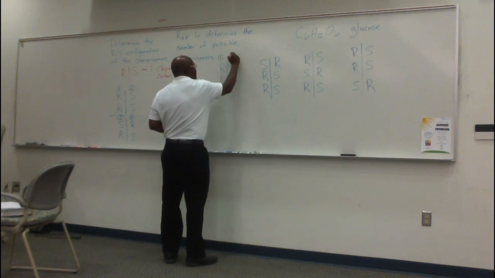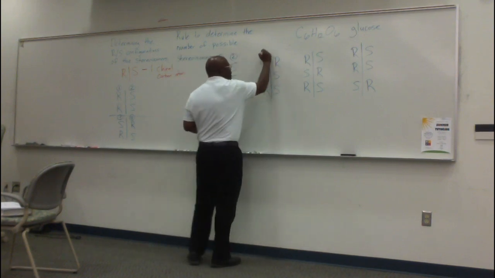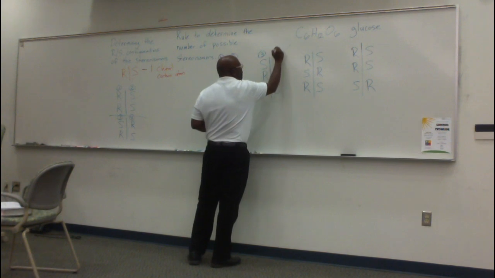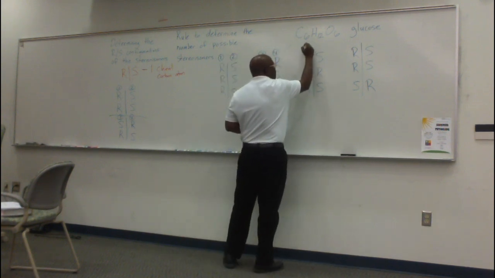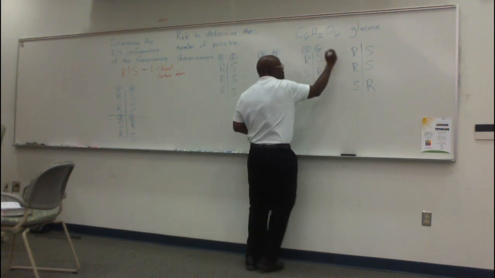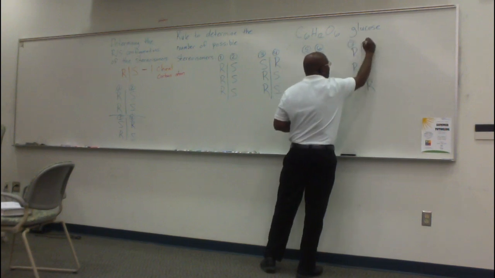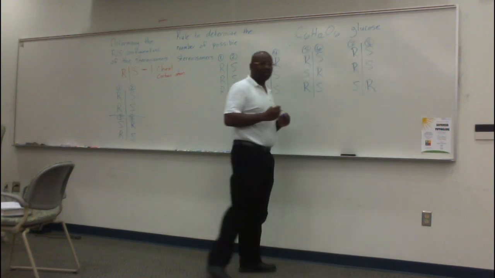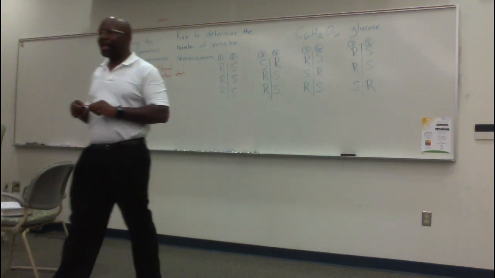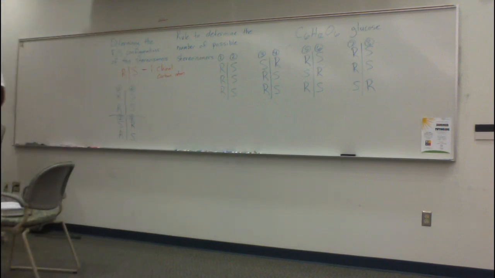One set of three, two sets of threes, third set of three, fourth set, fifth set, 6, 7, and 8. These are your 8 possible RS combinations for a molecule with 3 chiral carbon atoms.